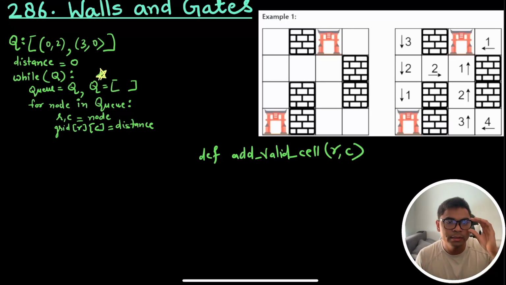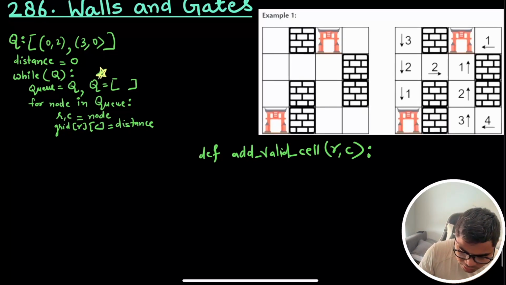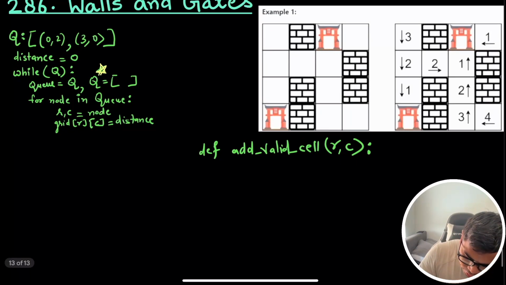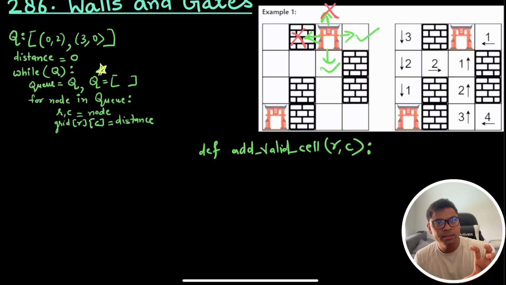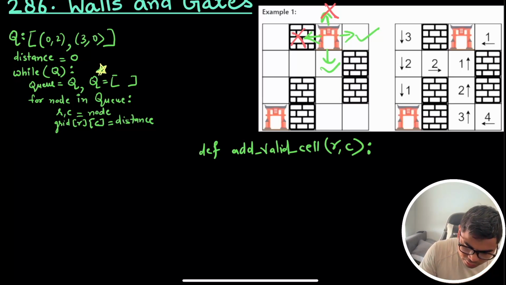It's not that I'm adding all these cells, I'm just adding the valid cells to my queue, because I cannot add the obstacles. We already discussed that this particular gate has basically four neighbors. This we cannot add, it's an obstacle. This is out of bound, so there are only two valid cells that are this gate's neighbors, so I will append those two to this queue. So here I will have all those conditions.